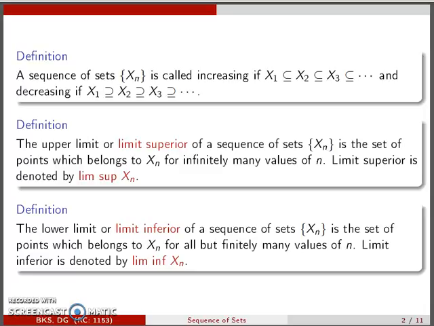As a definition, one says points belong to xn for infinitely many values of n. In the other, all but finitely many values of n. In both the cases, points belong to infinitely many xn's. So what is the difference? Well, try to figure it out on your own for 5 minutes. We'll see the justification in a couple of slides.